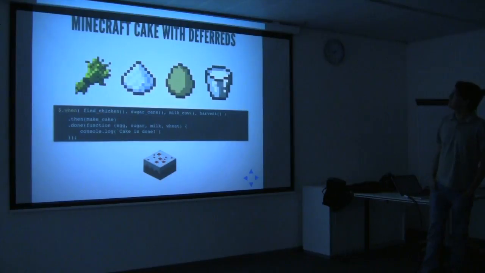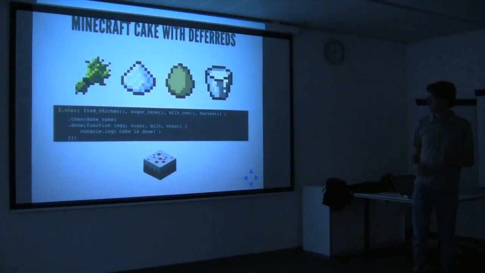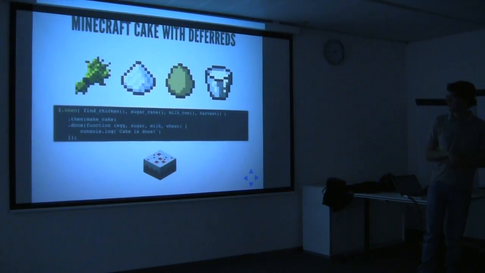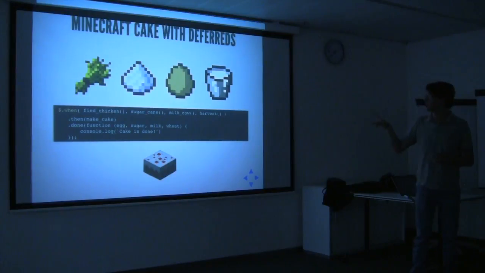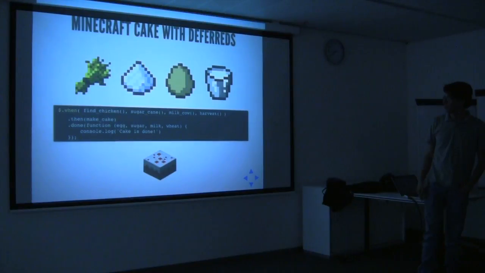Now another interesting thing is how to make the cake with jQuery. jQuery has this function called when, and when basically takes multiple deferreds, and it gives you another deferred, which will fire when all of these deferreds are done at the same time, which is basically what we need. So we get the milk, the eggs, the sugar, the wheat, and when all of them are finished, we then proceed to make the cake. So this is very small compared to our previous example, which is raw callbacks.